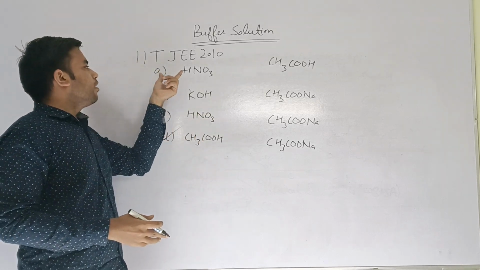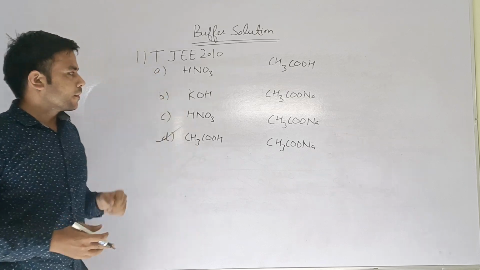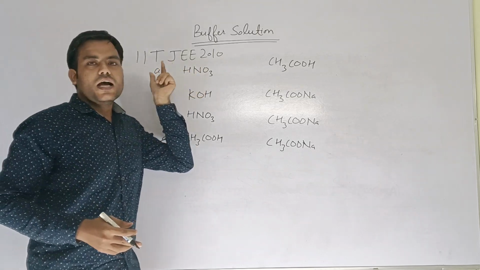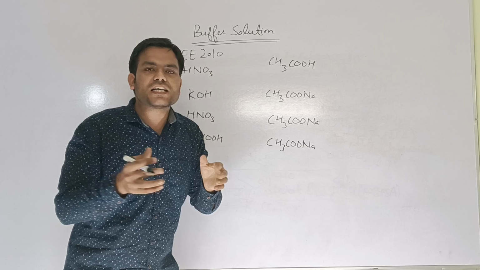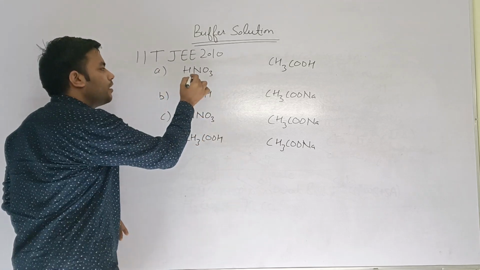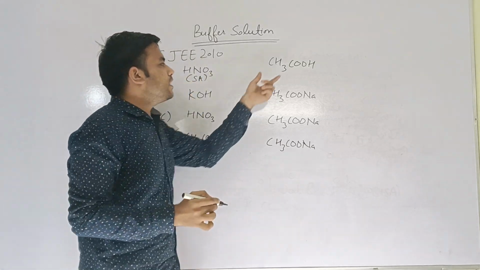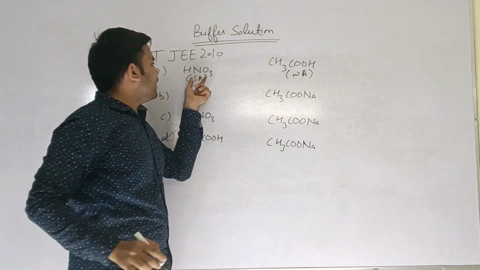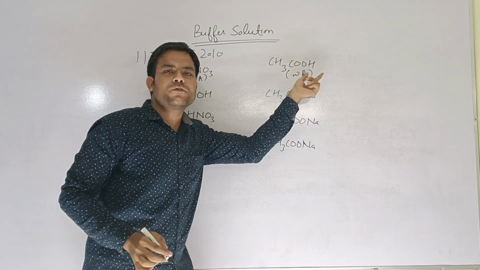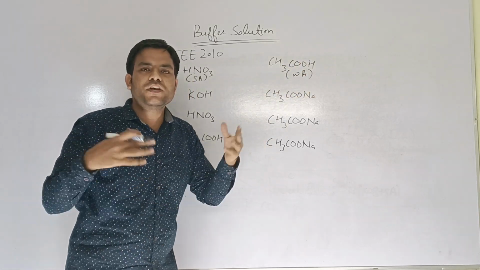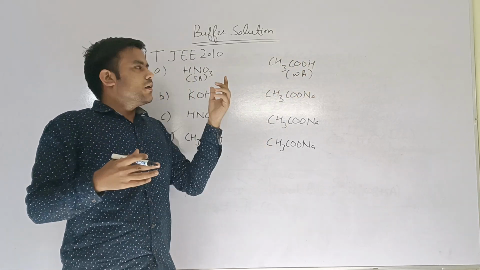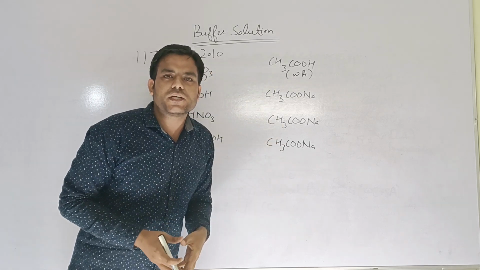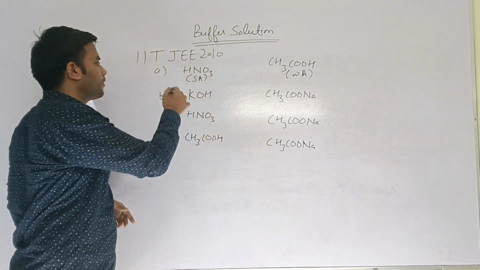Now let us see option number 1st. We are given HNO3. HNO3 is a weak acid or strong acid? It is a strong acid. And CH3COOH is a weak acid. So will any reaction take place between two acids? No reaction. So we can't get any salt of weak acid with strong base. So it will not form any acidic buffer.